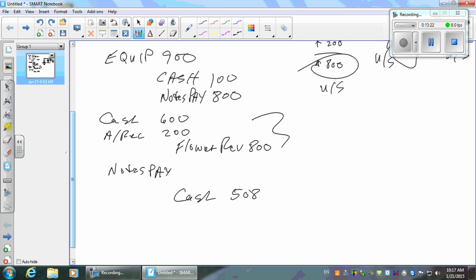How much did we borrow up there? What was the total we borrowed? 800. So you think about that account, notes payable. It was C. We borrowed 800 in C. And we paid back 500 of it. Gee, I wonder how much we think we owe them now.